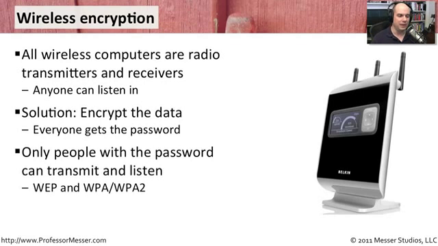Now, people with the password can then transmit and listen. There are methods to set up additional authentication methods over wireless networks to make sure that people inside of your network have the proper credentials to be able to do that. We're going to talk about how WEP can be used and how WPA and WPA2 are used to help protect data on the wireless networks that we use today.